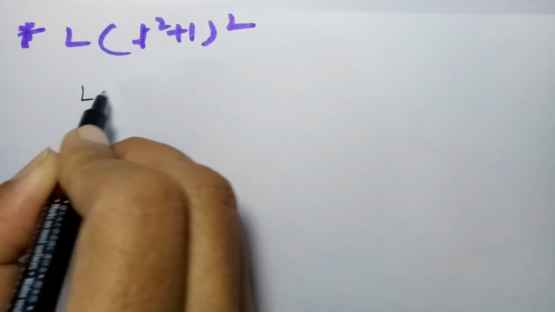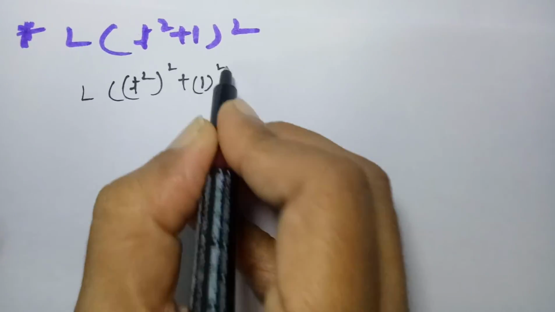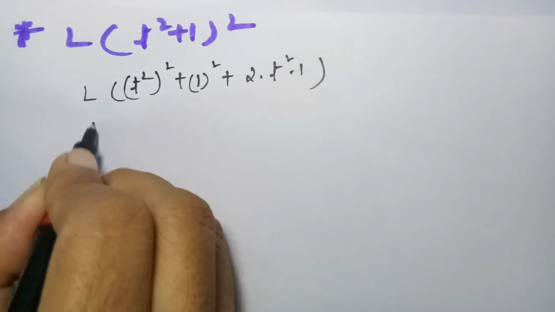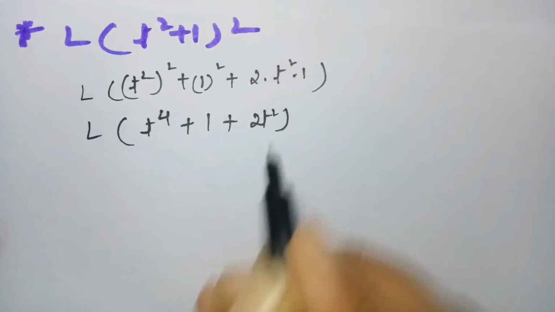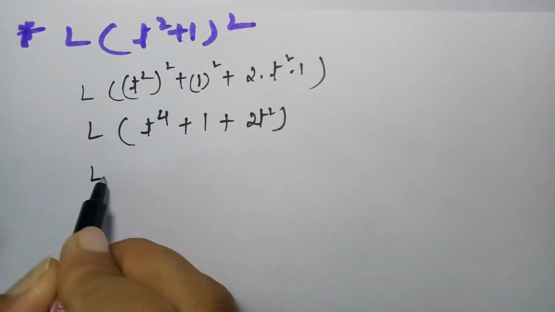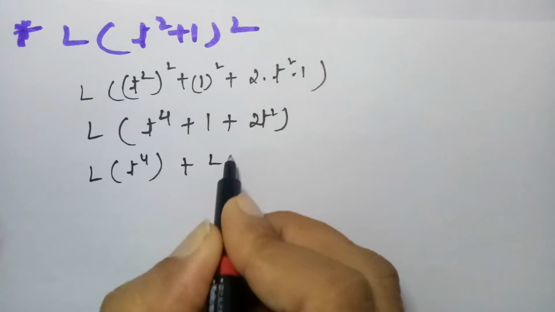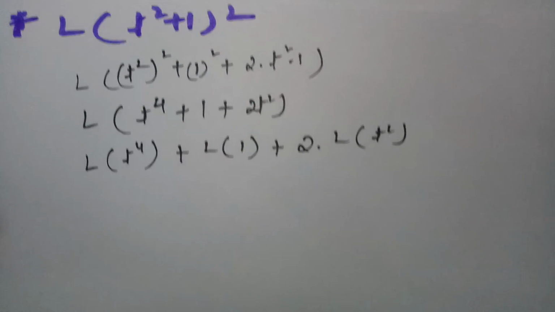So t square plus 1 whole square. So what is a plus b whole square? It is a square plus b square plus 2 into a into b. So the Laplace transformation of t power 4 plus 1 plus 2t square. I have to give Laplace transformation to each and every term: Laplace transformation of t power 4 plus Laplace transformation of 1 plus 2 times of Laplace transformation of t square.